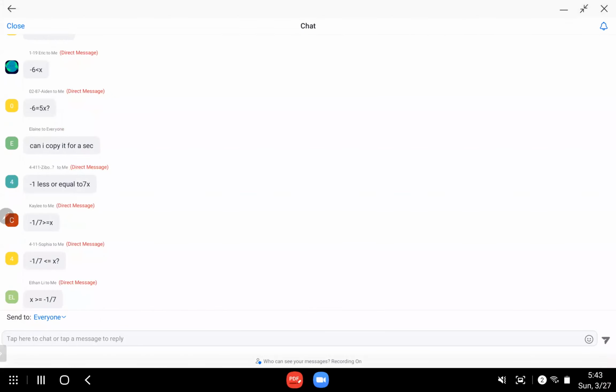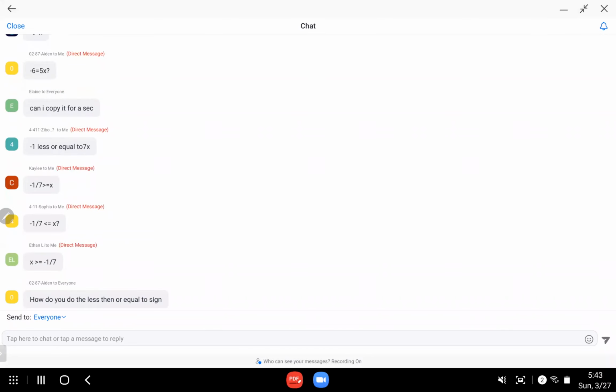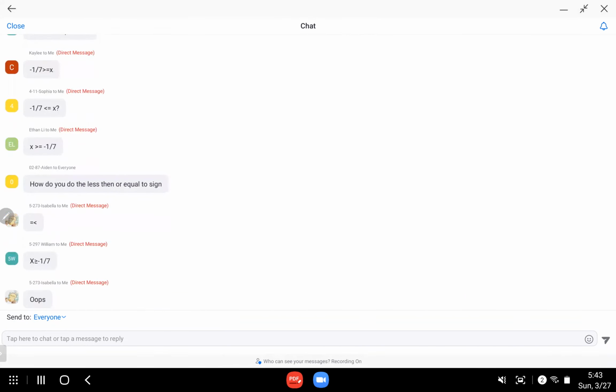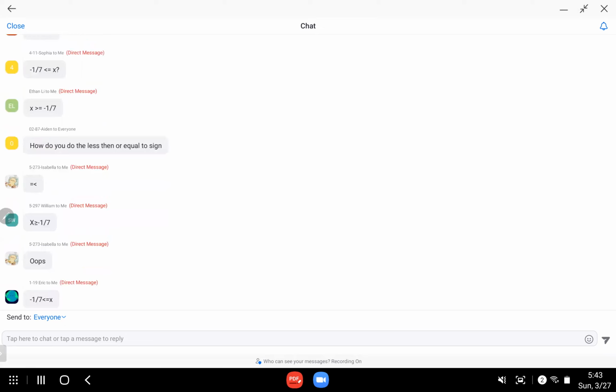All right. We have -1 less than or equal to 7x. Okay. And then we have -1/7 is greater than or equal to x. Okay, then we have -1/7 is less than or equal to x.